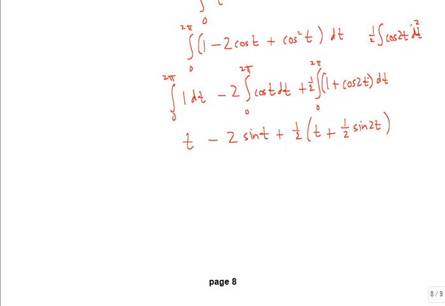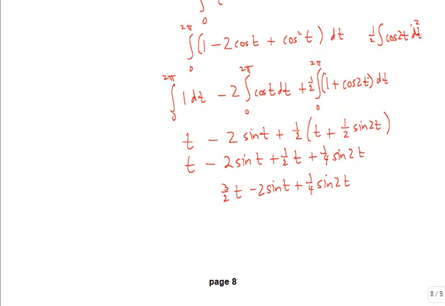So if I expand this out, I'm going to get t minus 2 sine t plus a 1/2 t plus a 1/4 sine of 2t, and a t plus a 1/2 t is a 3/2 t. So just combining some like terms, this is what I have so far. And now I'm ready to use my bounds from 0 to 2 pi.